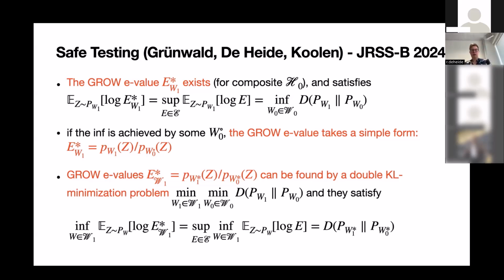And then the third point is that they can be found by a problem of doubly minimizing a KL divergence. And since the KL divergence is convex in both arguments, this makes it a sort of practical convex optimization problem to find these GROW e-values. I must say, it's not that practical, because if you have an infinite parameter space, you still need to find a suitable grid to optimize over, and this gives rise to a lot of complications. But yeah, in its basis, it's sort of elegant and sort of practical.